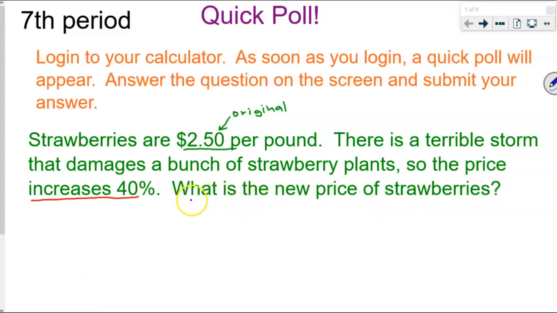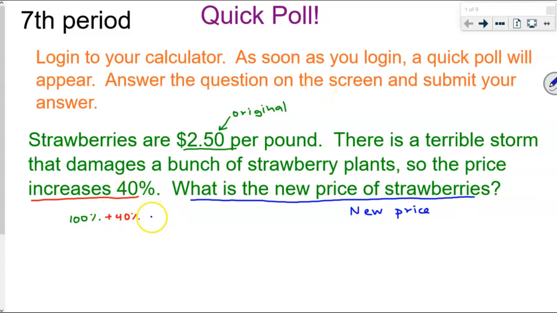When I'm asking what is the new price, that means I don't care how much it did increase. Like, I don't want to know the cents or dollars that it increased. I want to go straight to what is the new price. Based on our previous lessons, that means I know if it increases 40%, that is 100% plus an extra 40%, which is now a new total of 140%. That means strawberries are 140% of the original cost.